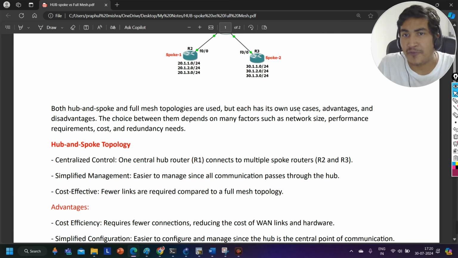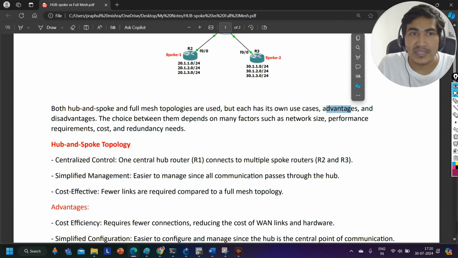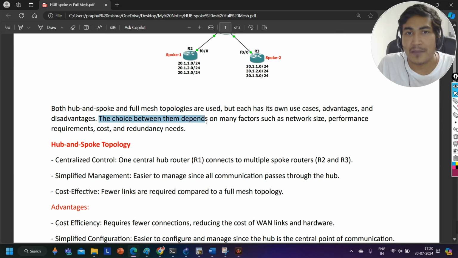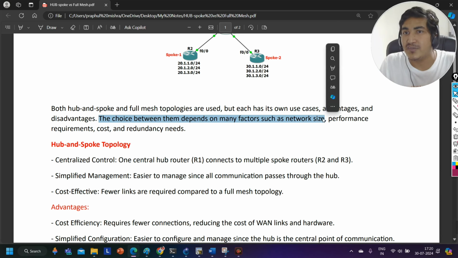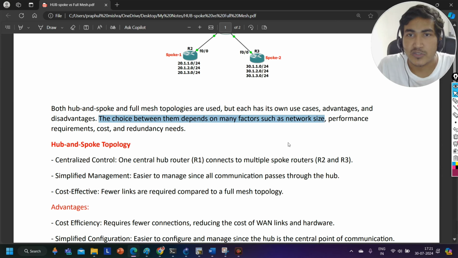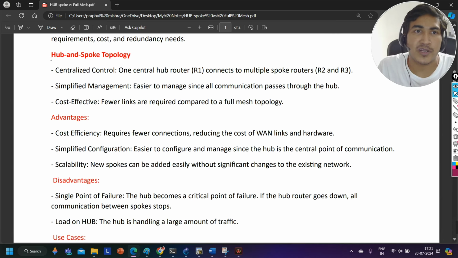It depends on many factors, on the use case, advantage, disadvantage, and the choice between them depends on many factors such as network size. As I told you, network size also matters. Like if your network size is small, then hub and spoke is the best, right? But if your network size is large, then guys, full mesh is the best, right? So network size, performance, cost, and redundancy needs. Done. So first of all, try to understand hub and spoke topology.